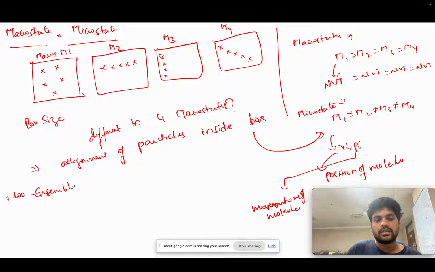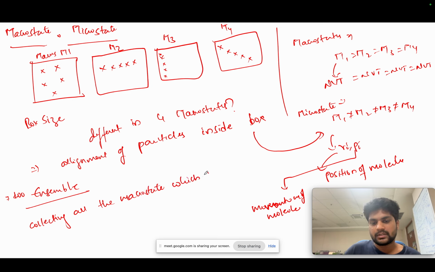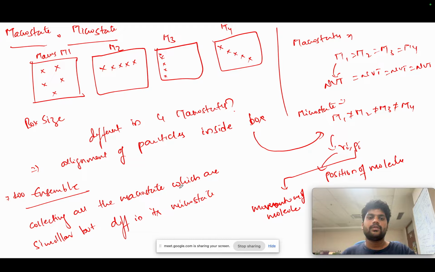So now what we are going to do is, suppose you have 100, and the meaning of ensemble is collecting all the microstates. I will write it another way: collecting all the macrostates which are similar but different in their microstates. So suppose here, if I talk about the ensemble in this condition, you have 4 macrostates. In the same way you can have 100.